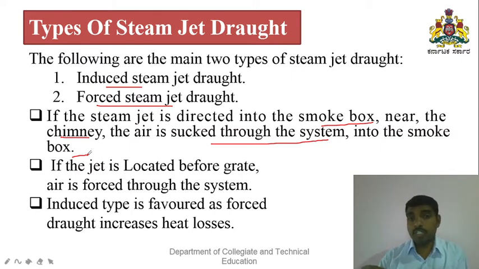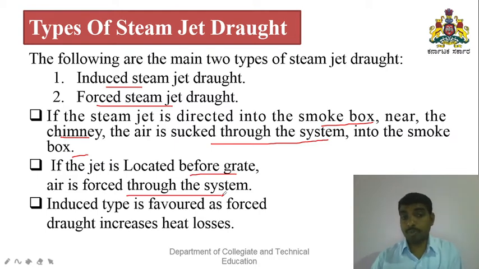If the steam jet is directed into the smoke box nearer the chimney, the air is sucked through the system into the smoke box. Then we call it an induced steam jet draught. If the jet is located before the grate, air is forced into the system. Then we call it a forced jet draught system.